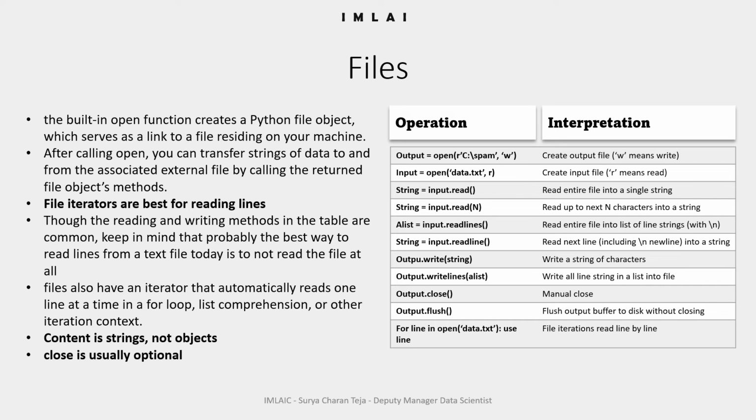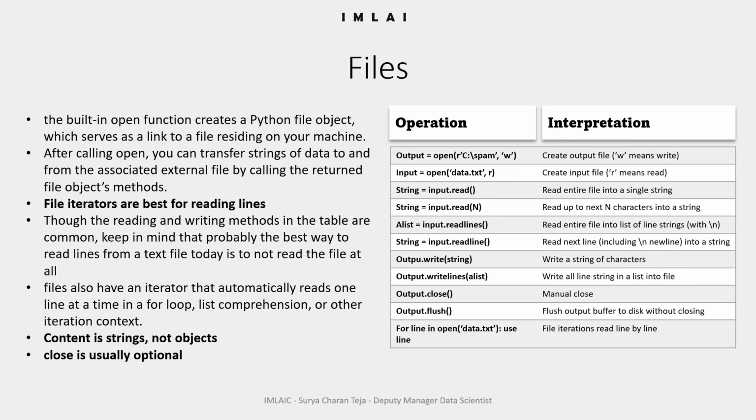For example, on input, whatever is inside that file, if you want to read it, you just use the read method, dot read. It reads the entire file into a single string. And when I say input.read(n), it reads up to the next n characters into a string, where n is a number of characters. The readlines method reads the entire file into a list of line strings. And readline reads the next line, including the newline, into a string.